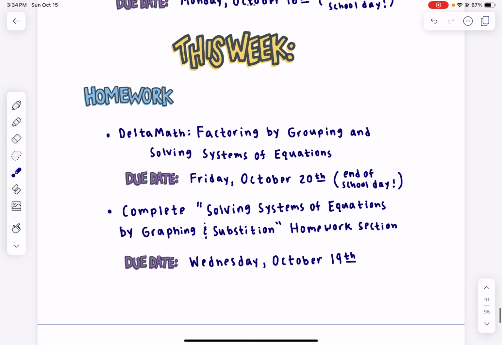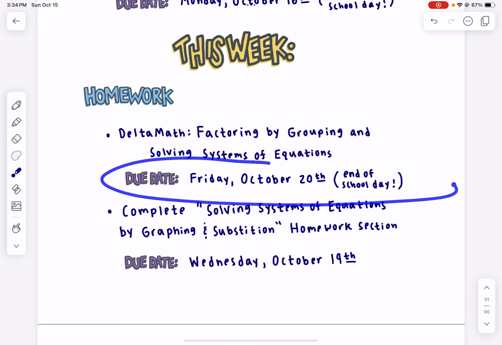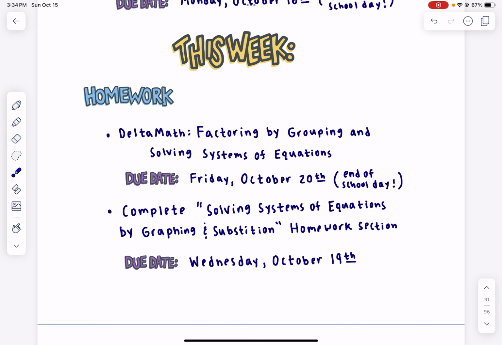And just once again, another reminder, I do have another Delta Math assignment for you all that will be due on Friday by the end of the school day. That will be going over factoring by grouping and what we have been talking about today, solving systems of equations.